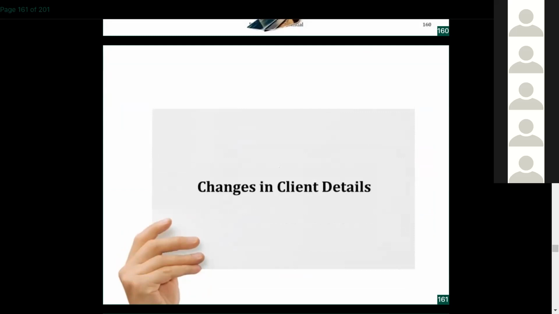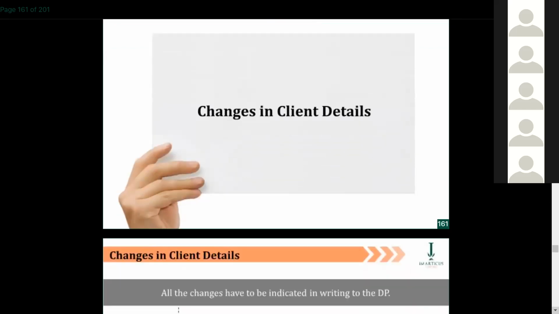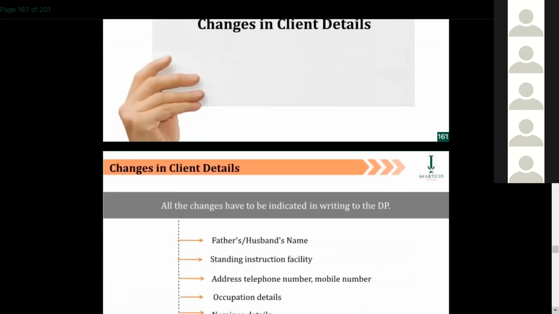Ma'am, लिया है आपने उससे? Yes, ma'am. There could be a change in their address. Correct. They can be changed in their phone number, email address. Yeah, okay, phone number, email address, and these things can be changed with a DP as well. However, all changes have to be in writing.